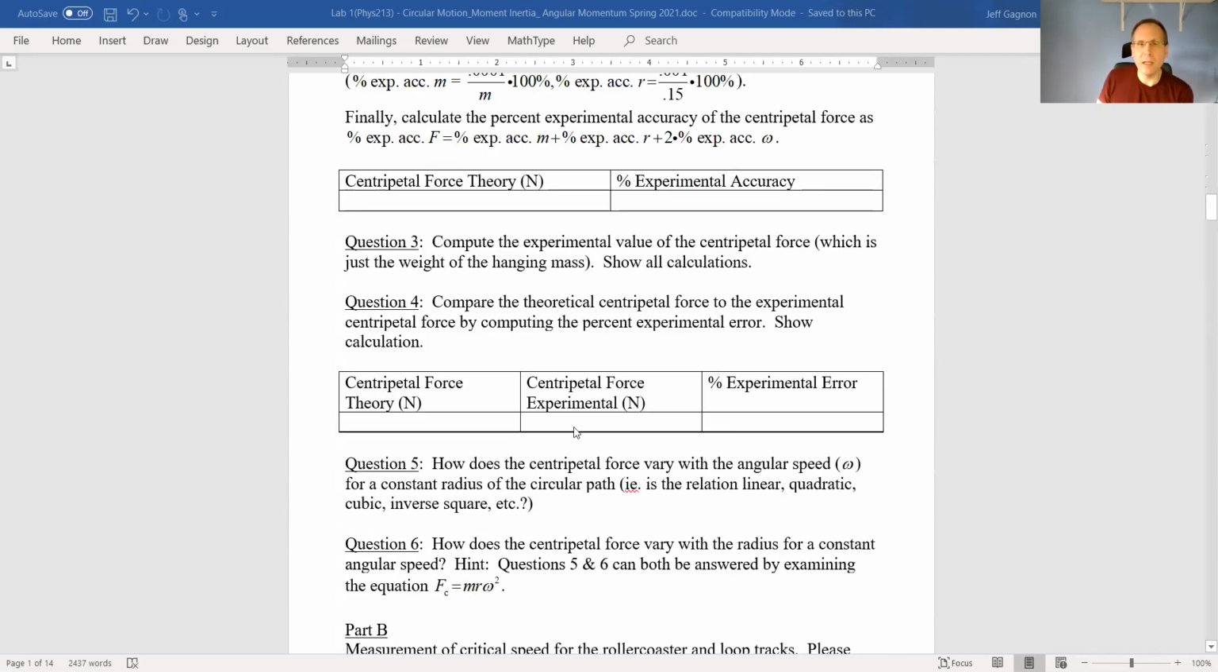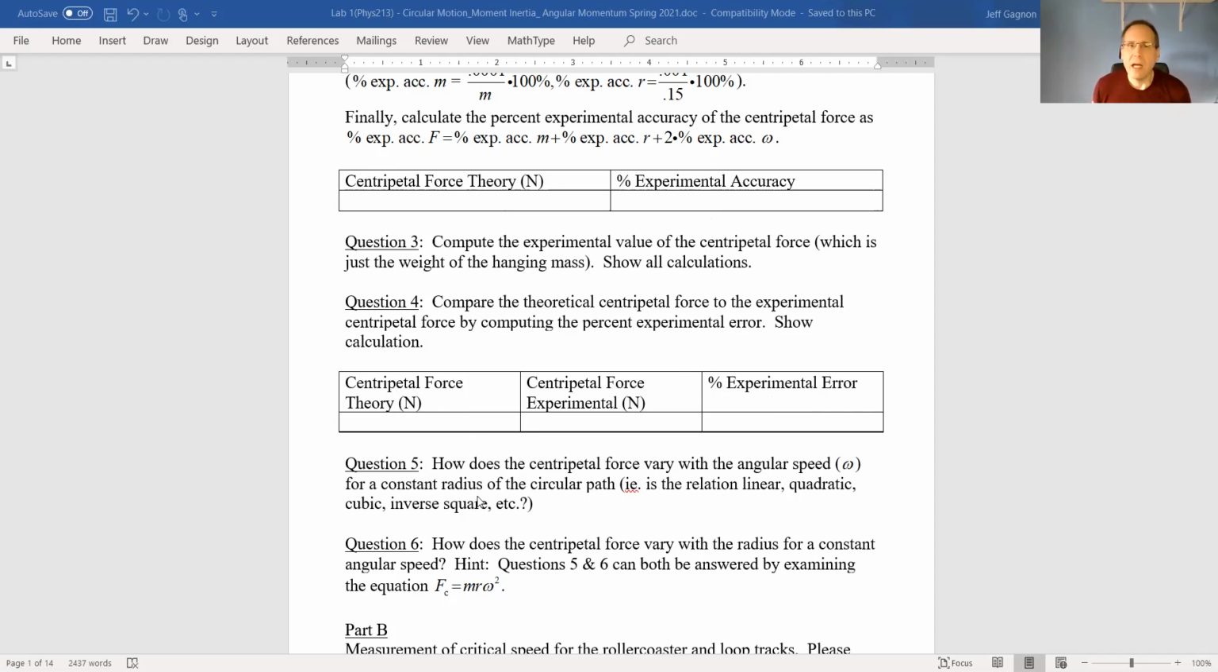Okay, and that will go in here. This theory one, you can also write in here in this table. So question 4, I want you to compare these two. Hopefully they're fairly close by computing percent experimental error. Okay, make sure you show me all these calculations as well.